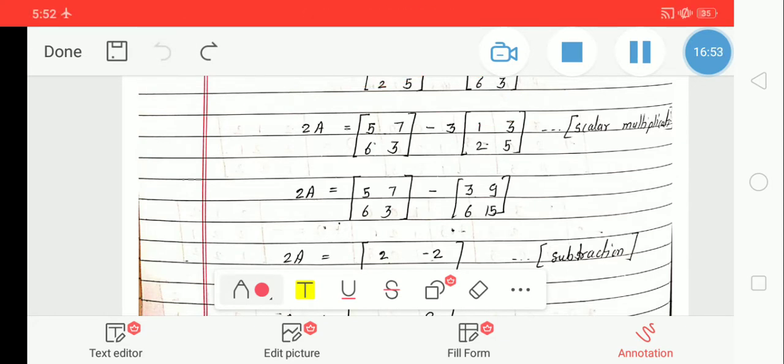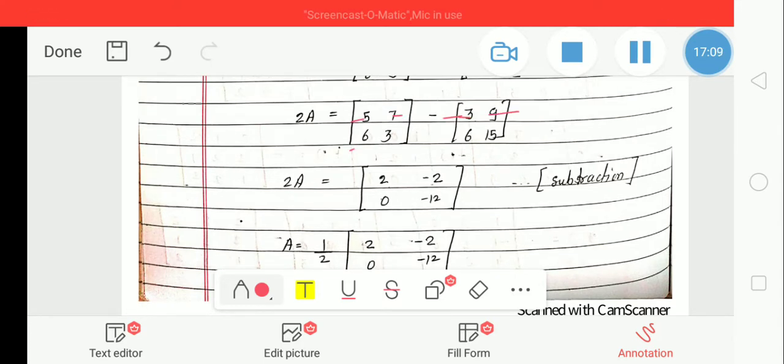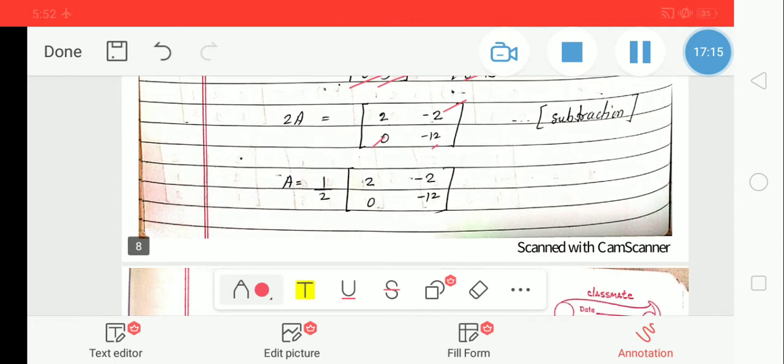multiplication. So 3 multiplied by 1, 3 multiplied by 3, 3 multiplied by 2, 3 multiplied by 5, giving 3, 9, 6, 15. Then we subtract 5 minus 3, 7 minus 9, 6 minus 6 and 3 minus 15. So 2, minus 2, 0, minus 12. Then this 2 multiplying A goes to the other side, so 1 upon 2 means divide this matrix.